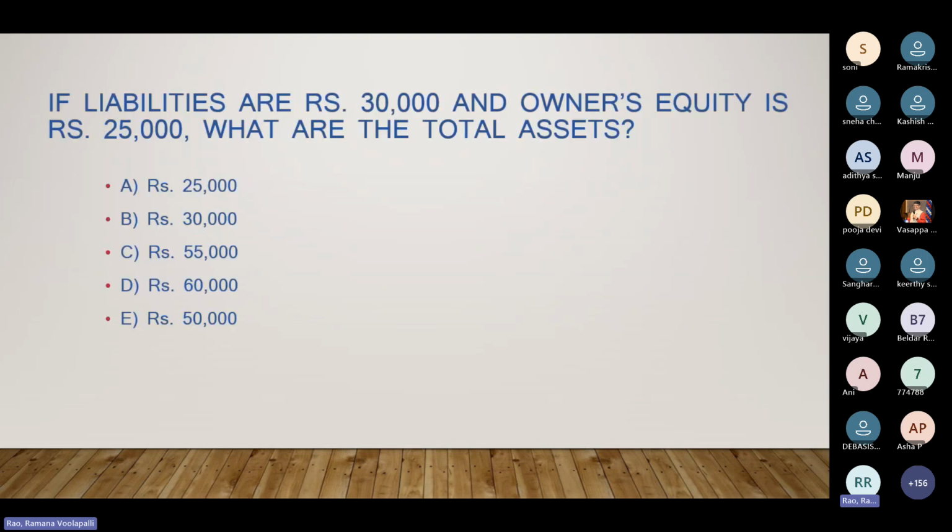Great. If liabilities are 30,000, owner equity is 25,000, what are the total assets? Anybody? C, 55,000. Yes, great. Because one formula is there. Assets equal to, note it down the equation. It is a formula. Asset equals to capital plus liability, or asset equals to owner equity plus liability.